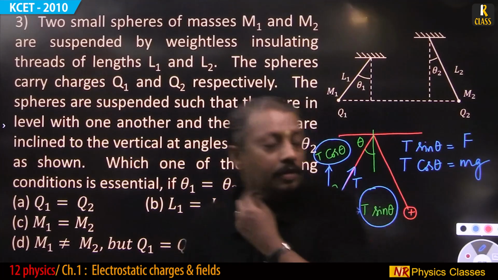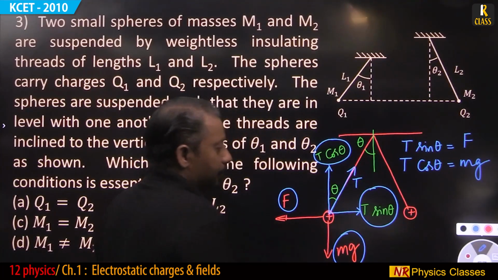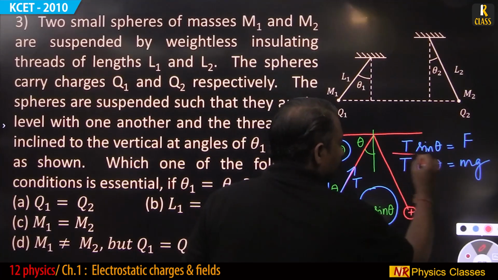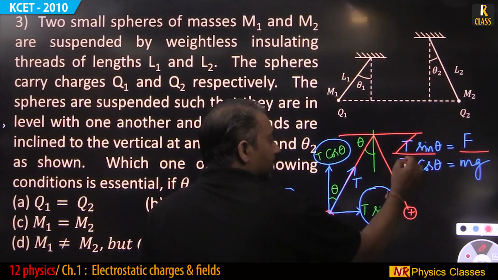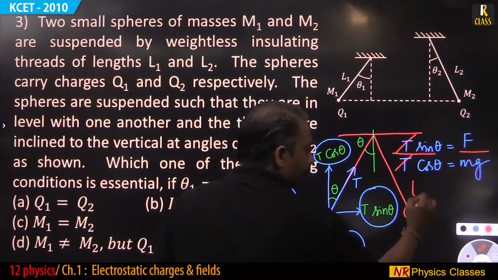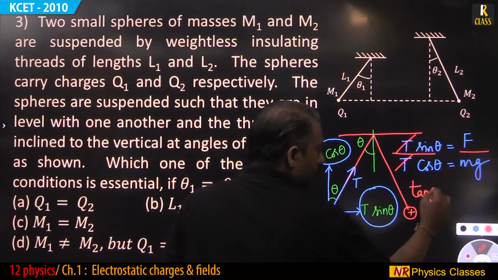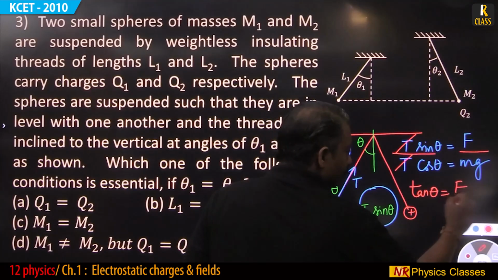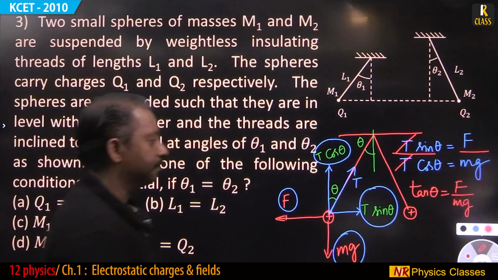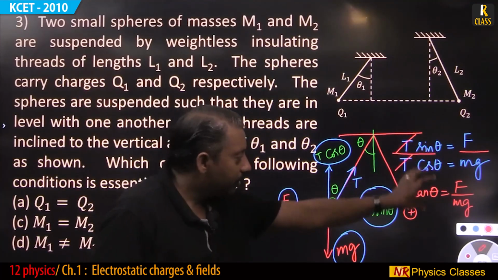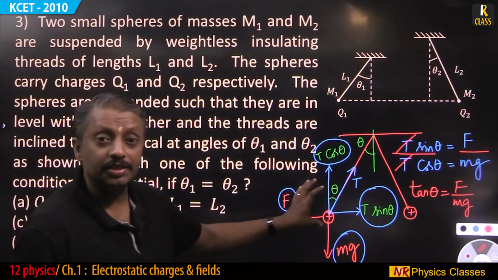Next step, if you carefully observe, if I divide one by the other, then tension gets cancelled, and this becomes tan theta. So tan theta equal to Coulomb's force by weight. So these are the few equations that we get in this situation.